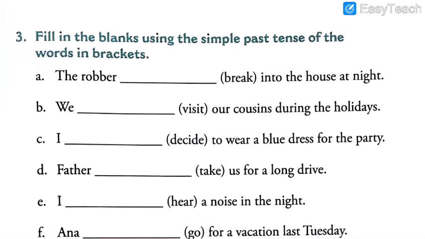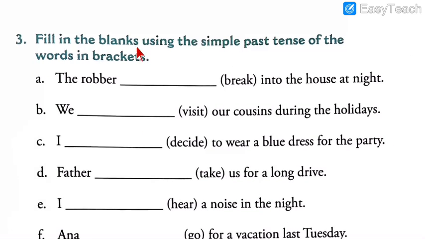What do we have to do here? Question 3. Fill in the blanks using the simple past tense of the words in the brackets. Very simple. We have to fill in the blanks. How? The options are given. We have to just make the simple past tense of the verb and fill the blank, and that's it. So let's get started.